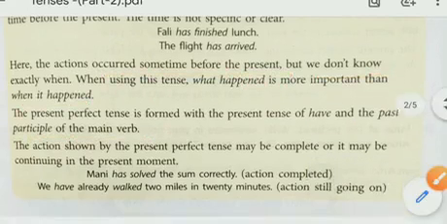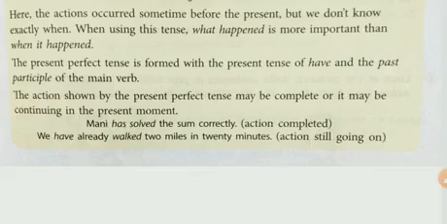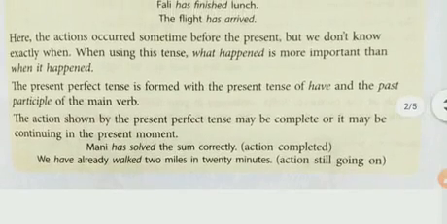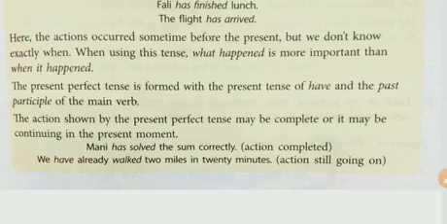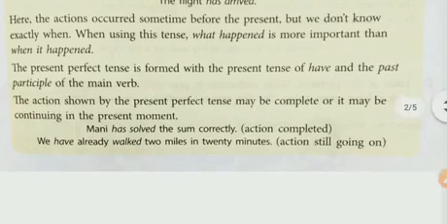The action shown by the present perfect tense may be complete or it may be continuing in the present moment. ठीक है, तो जो एक्शन शो किया जाता है प्रेजेंट परफेक्ट टेंस से वो कंप्लीट भी हो सकता है और it may be continuing in the present moment, और या फिर वो प्रेजेंट मोमेंट तक कंटिन्यू भी रह सकता है. Like, Money has sold the sum correctly, means here the action is complete. We have already walked 2 miles in 20 minutes means the action is still going on.